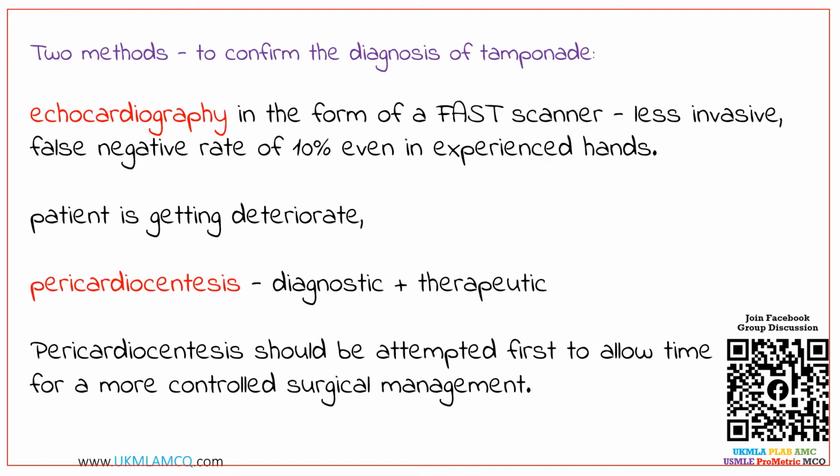Now there are 2 methods to confirm the diagnosis of cardiac tamponade. First one is echocardiography and the second one is pericardiocentesis. Echocardiography in the form of a FAST scan is less invasive but has a false negative rate of 10% even in experienced hands. So in this case scenario, the patient is deteriorating. That's why it's said that the output becomes undetectable.